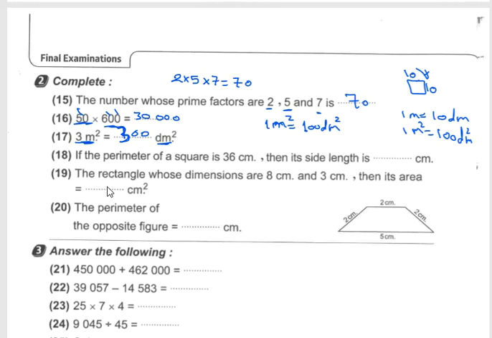Perimeter of a square is 36 centimeters. He gave me the perimeter, then its side length. Side length equals perimeter divided by 4. Here we will say 36 divided by 4. 36 divided by 4 equals 9.